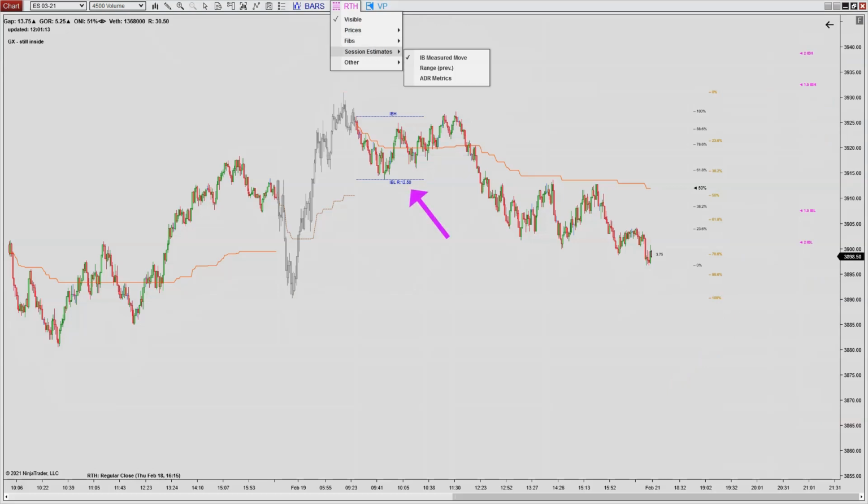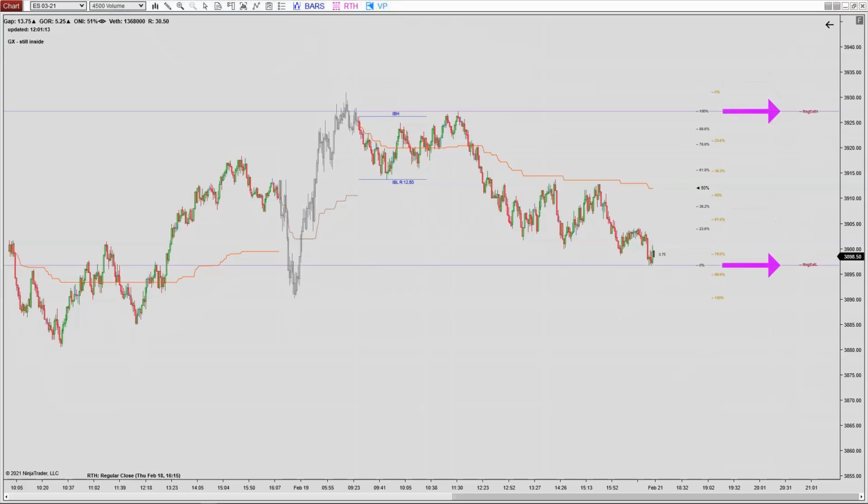Here we see the 60-minute initial balance shown with a range of 12.5 points. The measured move for a range is typically 100% above or below the range. In this case, this means adding 12.5 points to the initial balance high or subtracting 12.5 points from the initial balance low to estimate the potential session high or low. A more conservative estimate uses half of this range.